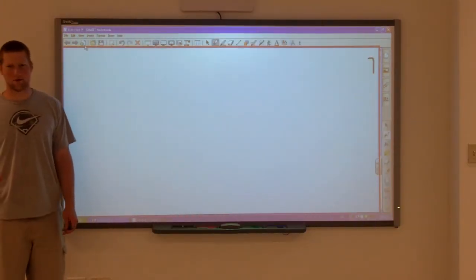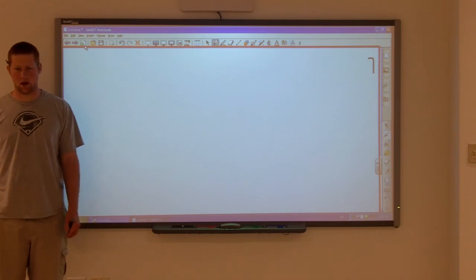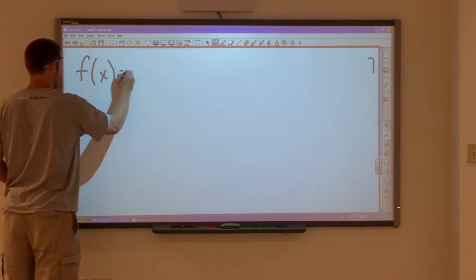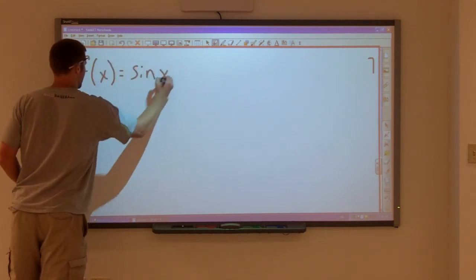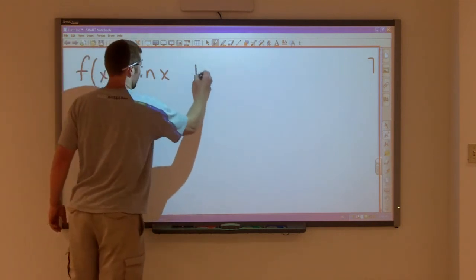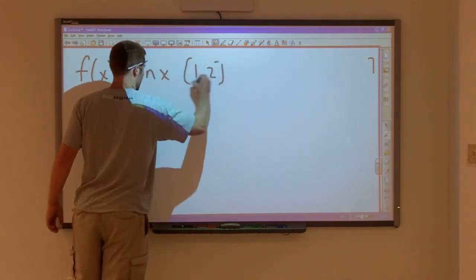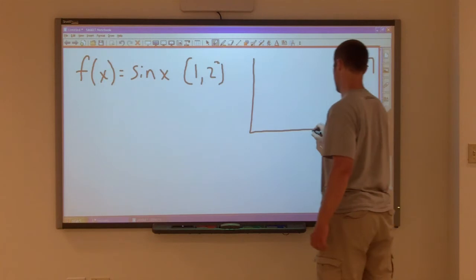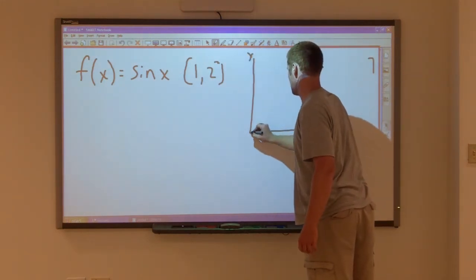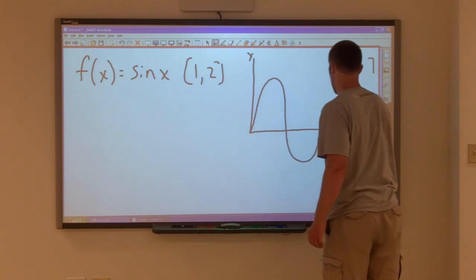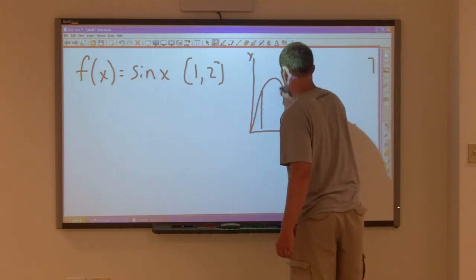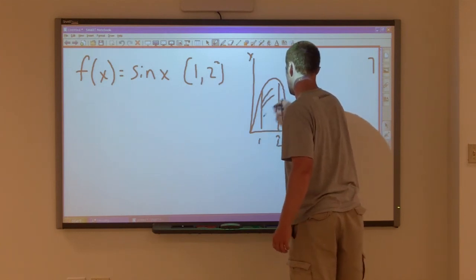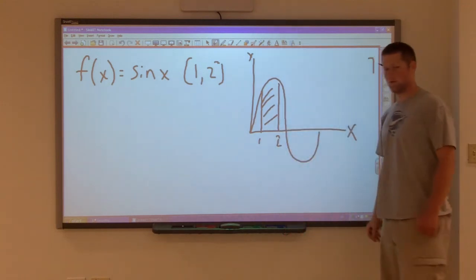Okay, so let's take a minute to take what we've learned about Riemann sums and let's plug in a concrete function. So let's say that f of x equals sine of x. And we want to know the area under that curve from 1 to 2. So visually, if we draw our sine curve, we want to know essentially that area.